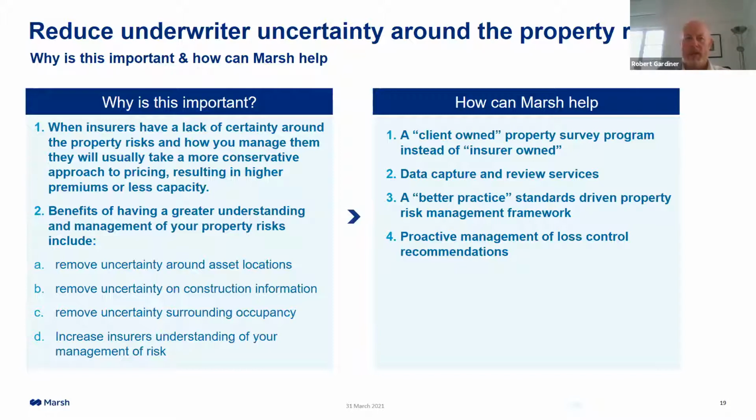The second piece is around year of build. There are huge gaps we see in the year of build, and why is that important? Because building codes and building engineering standards change, and the models that insurers use reflect the risk that goes with those different changes in building codes. So it's critical to understand the year of build.